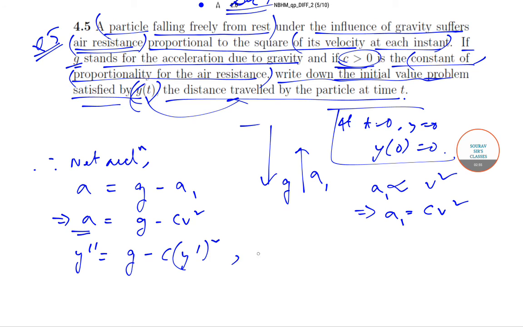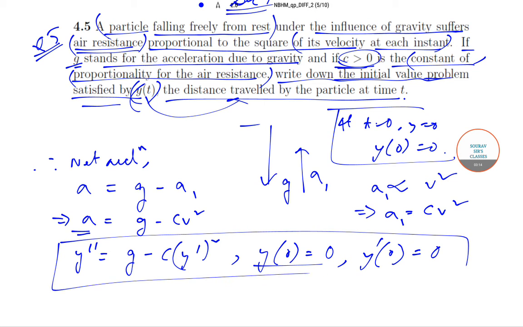And the conditions are that it was initially at rest, so y(0) is equal to 0, and it falls freely. It was at rest and it was falling freely, and there was no initial displacement, so y(0) is equal to 0, and initial velocity is also 0, so y dash (0) is also 0, and this is the initial value problem that we are talking about here.